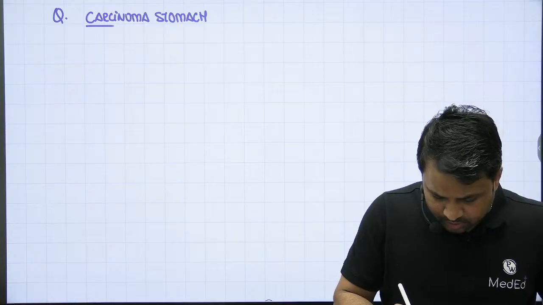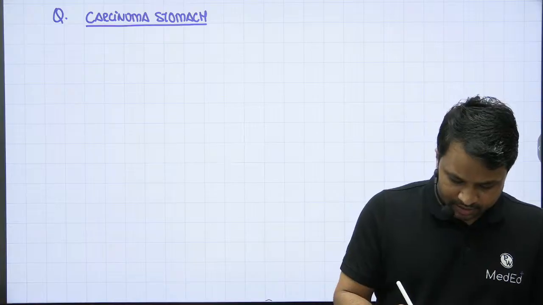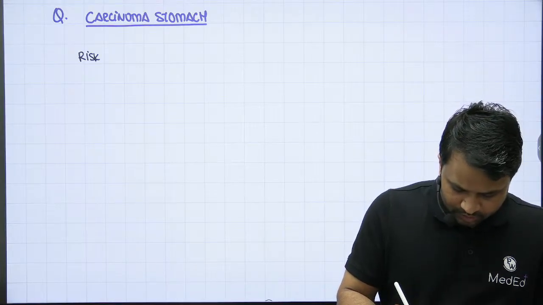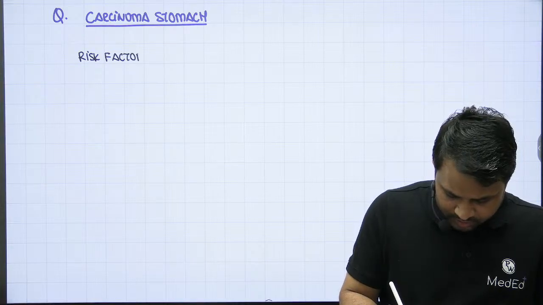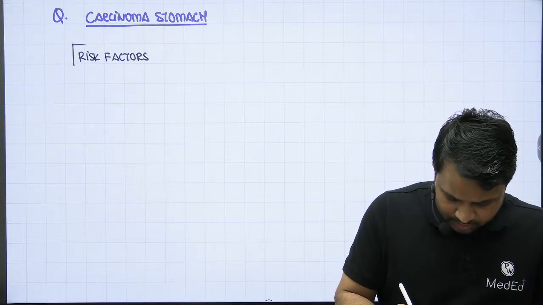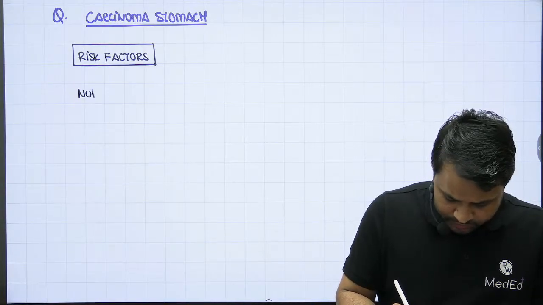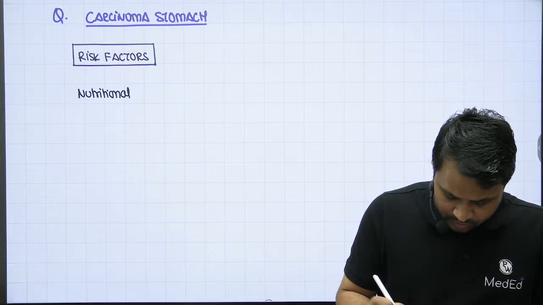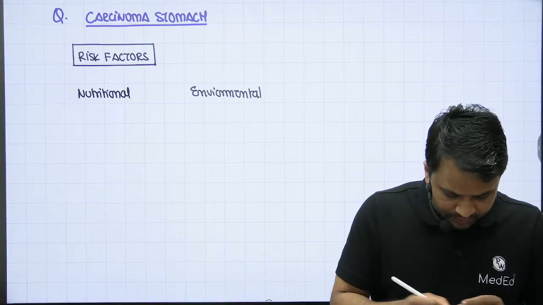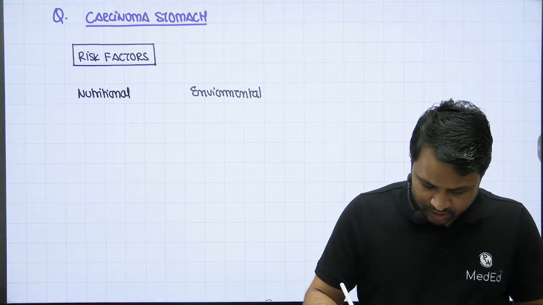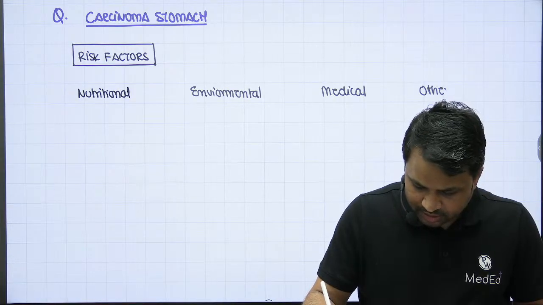So when we talk about the carcinoma stomach, first of all, we'll talk about the risk factors, right? What are the risk factors that can result in carcinoma stomach? So I can divide the risk factors into 4 categories. One is your nutritional risk factor. Another one is the environmental risk factor. You have medical risk factors. And then you have miscellaneous, or simply categorized as others, right?